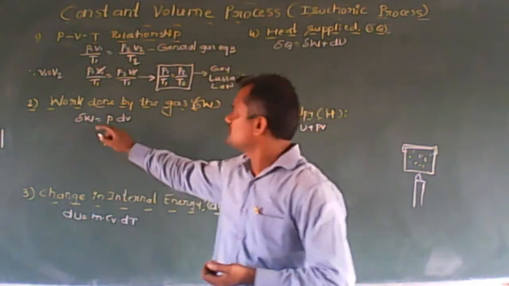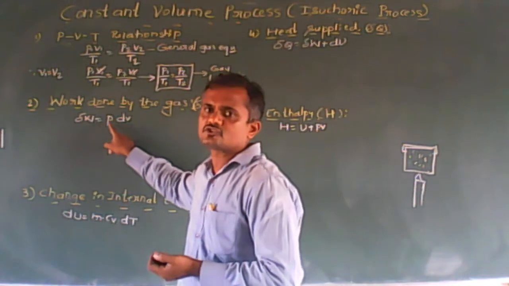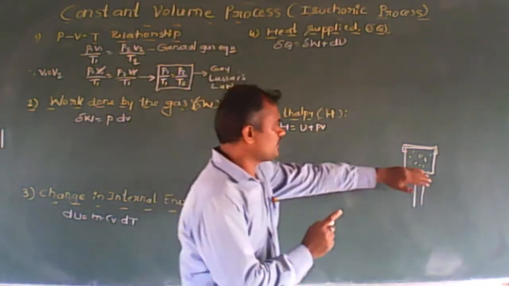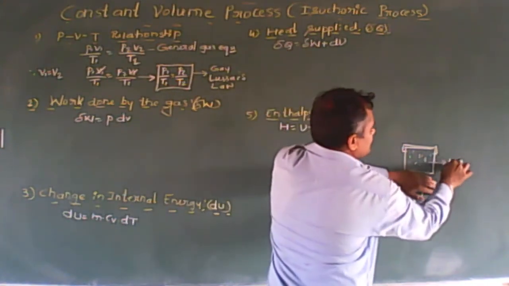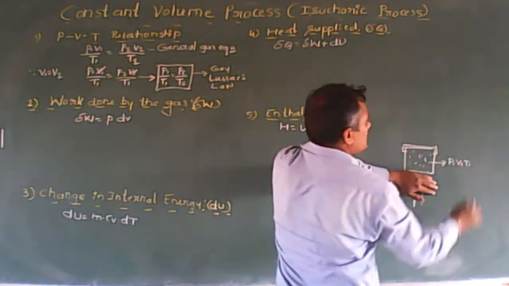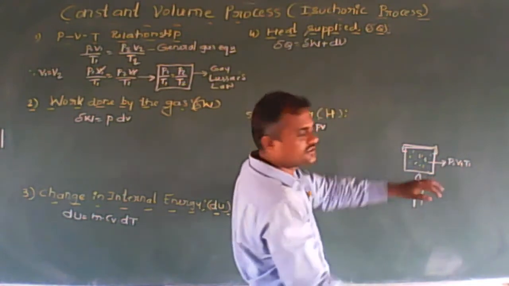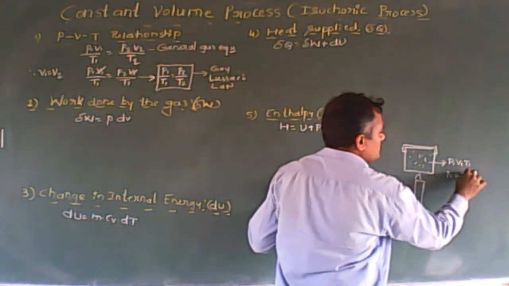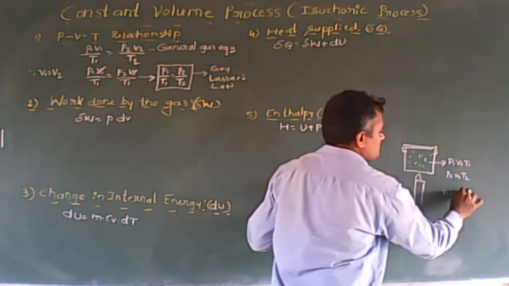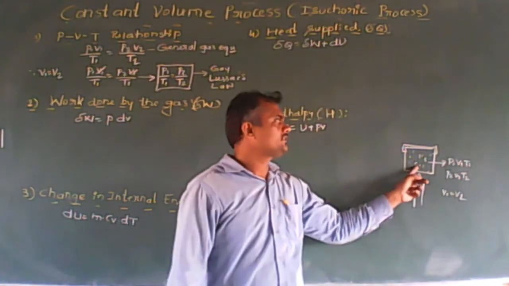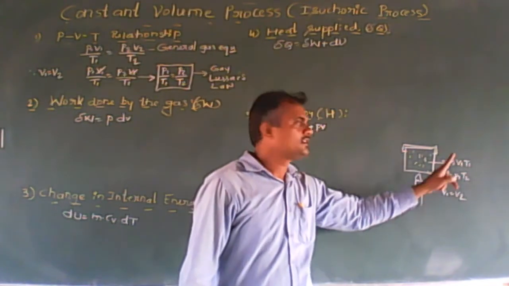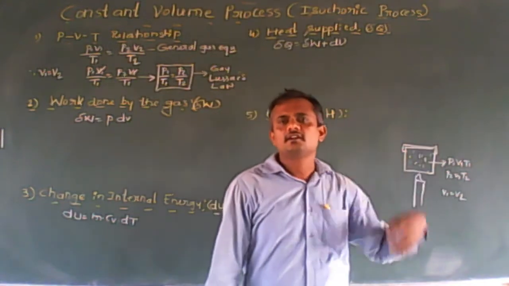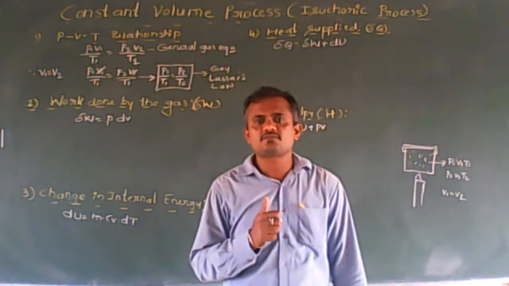I mean, whether the work done is produced or not, and if it is produced, what will be the value? Then we can use the general equation, delta W is equal to P dV. Suppose before heating it has initial pressure P1, initial volume V1 and temperature T1, and after addition of heat it becomes P2, V2, T2, where V1 is equal to V2. If heat is added, definitely pressure and temperature increase. If heat is removed, pressure and temperature decrease.